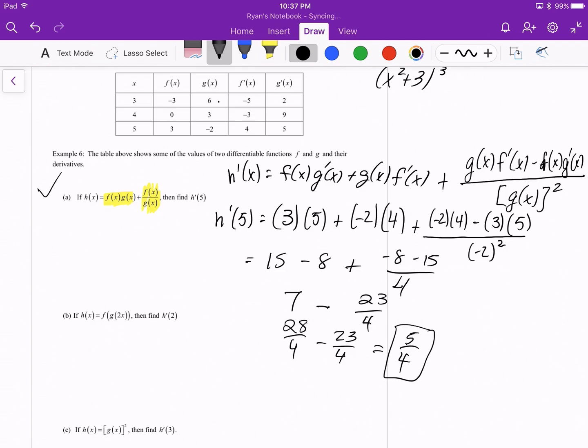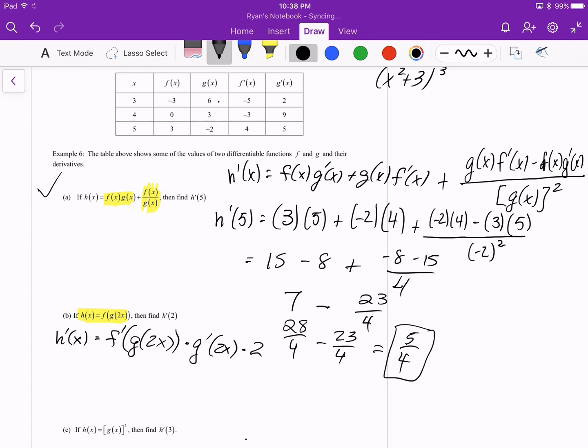It says if h of x is now a different function, f of g of 2x. Okay, so please make sure that you recognize this right here is not a product. That is a composite function, which means we're going to be using the chain rule. So h prime of x is equal to the derivative of the outside, which is just f prime. Rewrite the inside exactly the way that you see it, which would be g of 2x, multiplied by the derivative of g of 2x, which is going to be g prime of 2x.